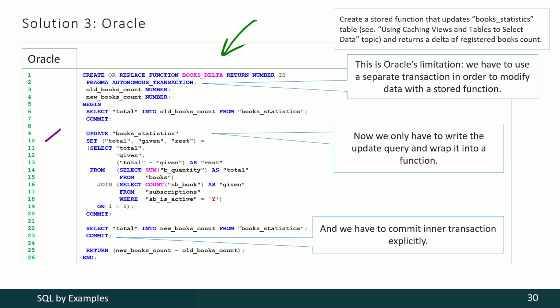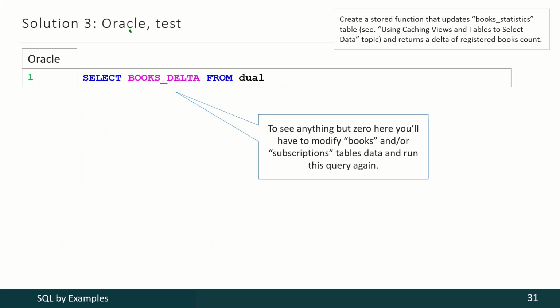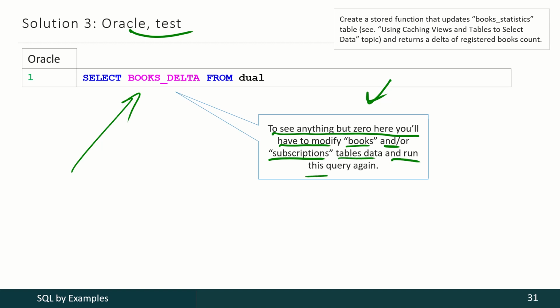That is, we are selecting the initial books count, we are updating the table, we are selecting the new books count, we are subtracting the initial books count from the new books count, and we are returning the final result. To test this function, we have to execute such query, and obviously to see anything but 0 here, you'll have to modify books and/or subscriptions tables data and run this query again.